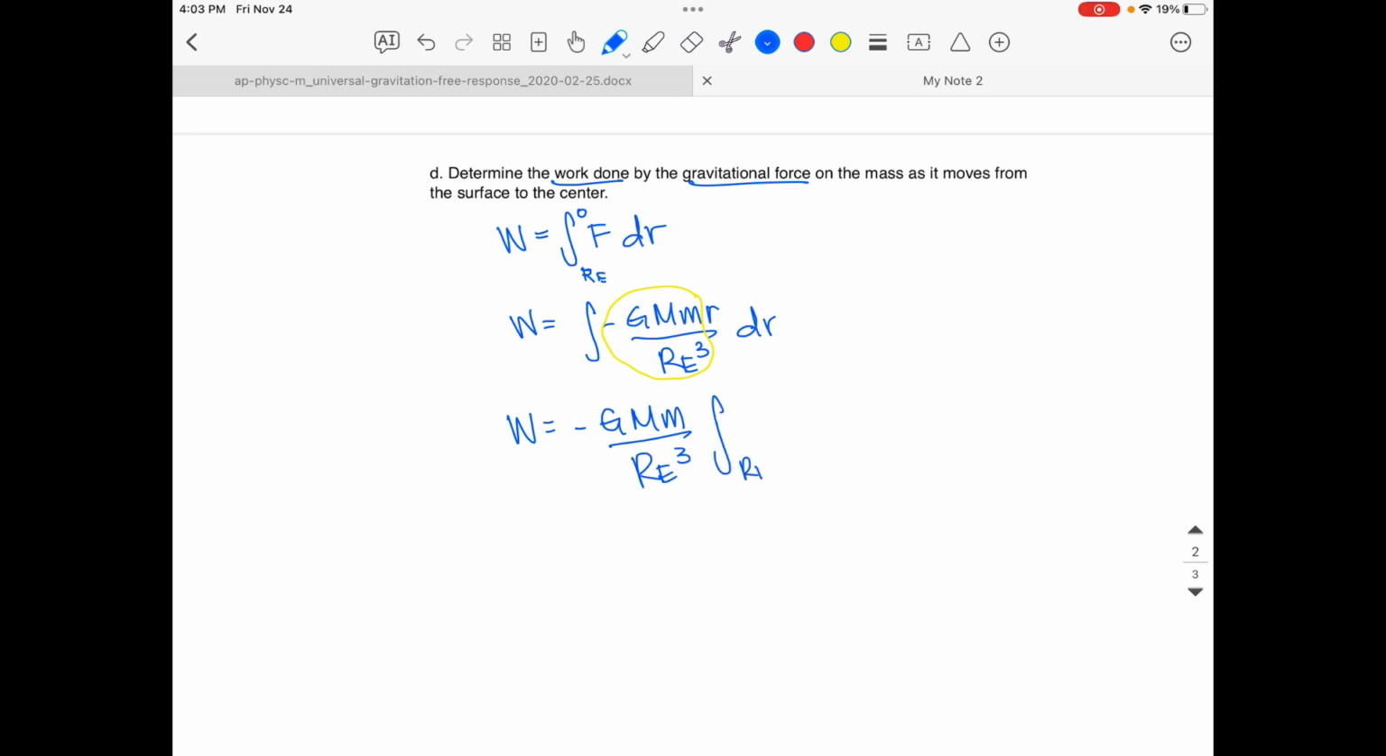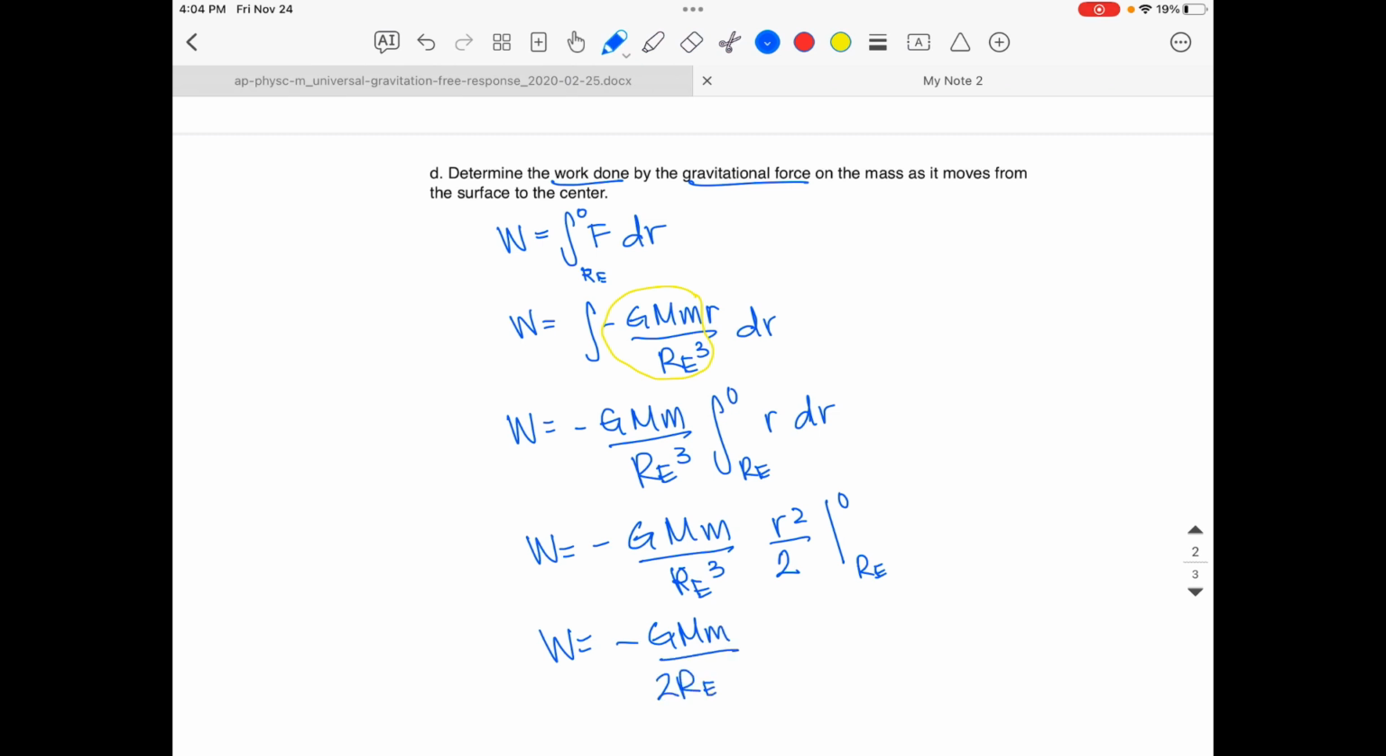And we've got the integration from the radius of the Earth to 0 of r dr. And that's easy math. That's just going to be r squared over 2. So I have negative G M m over radius of the Earth cubed, times r squared over 2, and then I can go from radius of the Earth to 0. So I'm going to bring the 2 out. I'm going to get negative G M m over 2 times radius of the Earth cubed, times r squared from 0 to radius of the Earth.